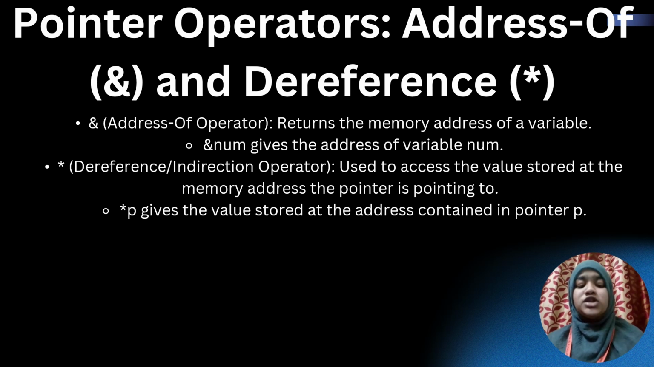Next is pointer operators, address-of ampersand and dereference. The address-of operator finds where a variable lives in memory. The dereference operator, asterisk, is the inverse operation. When used with a pointer variable, it means go to the address stored in this pointer and give me the actual value that is sitting there. This action is often called dereferencing the pointer.